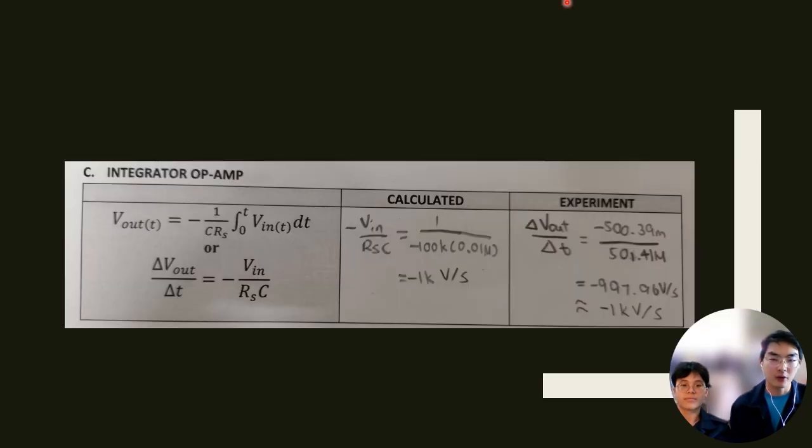In the pre-lab calculation, we get a value of 1 kilo, and after comparing with the experiment, we also get an approximate negative 1 kilo value. This shows that we have satisfied the integrator op-amp circuit.